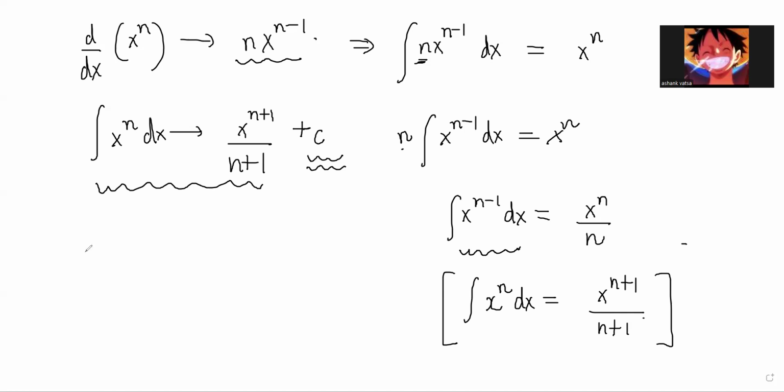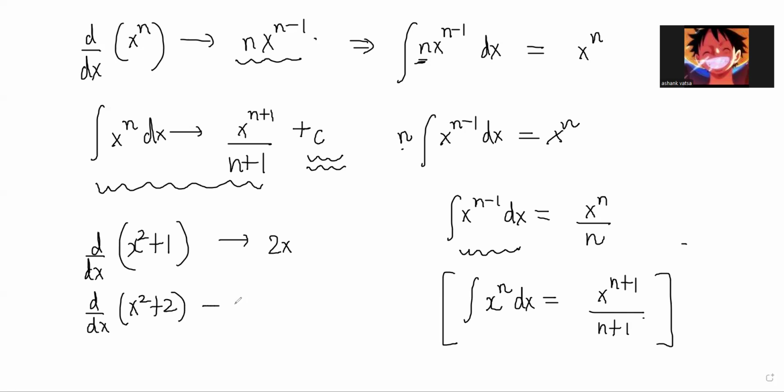The reason is that if you differentiate x square plus 1, the derivative is 2x. The derivative of x square plus 2 is also 2x, right? It's an arbitrary constant to differentiate all the derivatives from each other, or else we'll get confused which one is which. So basically what we are saying is all of these functions have the same derivative, right?